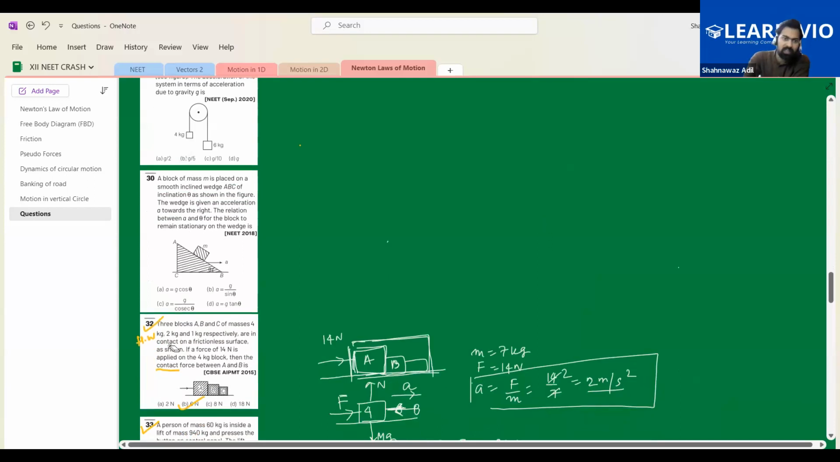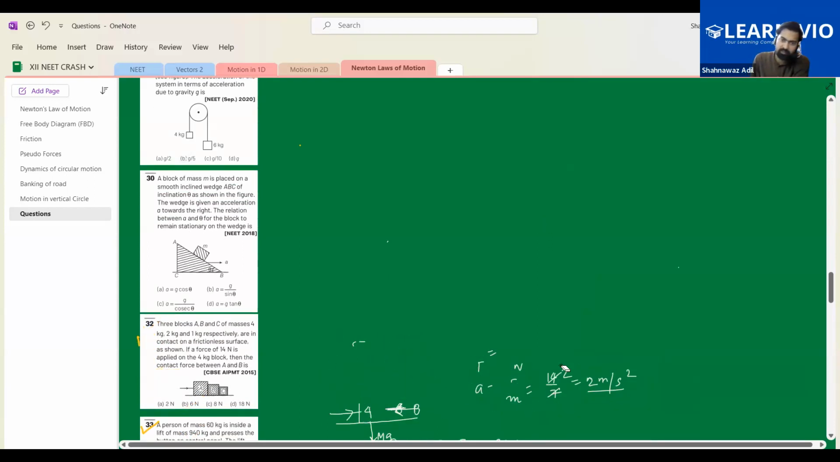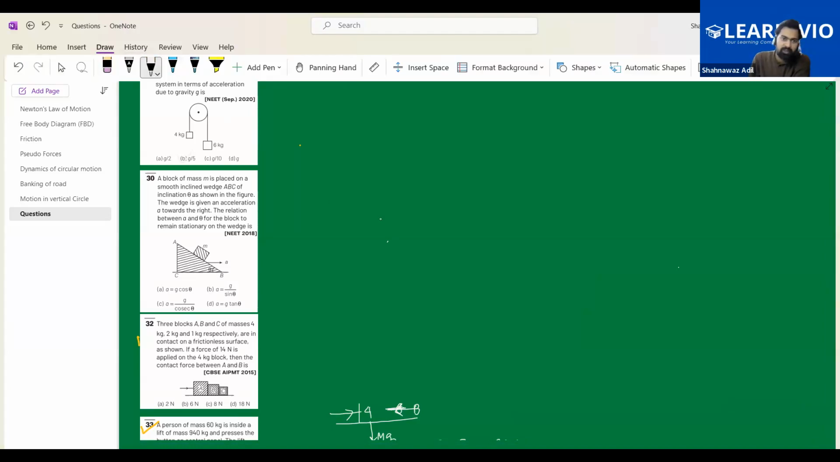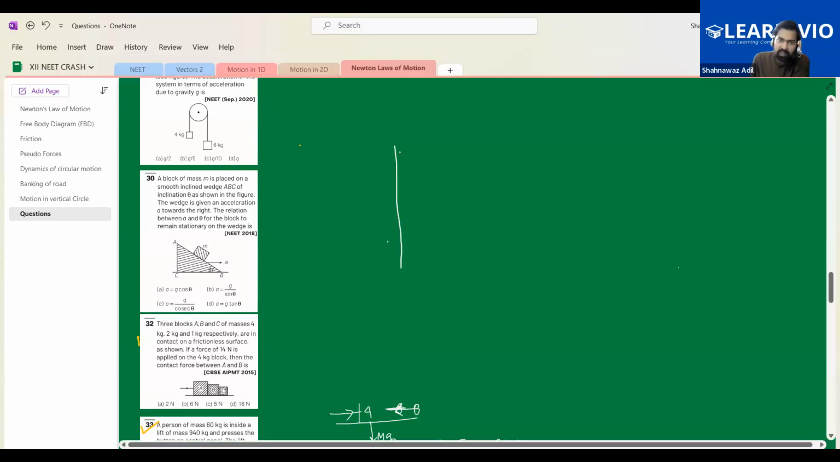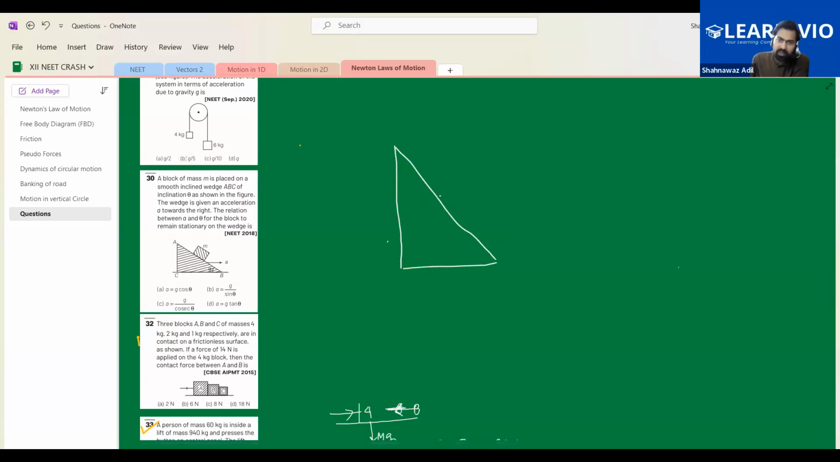So what does this second question say? We have this inclined plane, and we have this block. This block is put on this inclined plane, and for this block, this inclined plane is the reference. But now we are moving this block itself. So what is the idea that we have to use? Because the frame is accelerating.